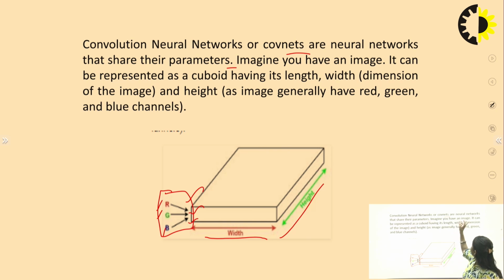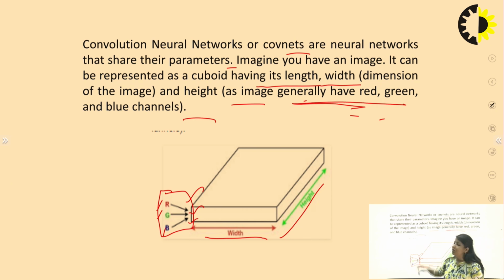So an image can be represented in cuboid form, with length, width and height. We can see here it is in the form of a cuboid, because the image has some length, width, and height, and generally an image has the red, green and blue channels. So if it is a colored image, then the depth will be in the form of the red, green and blue channels.